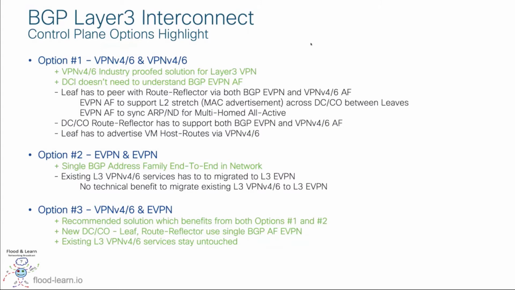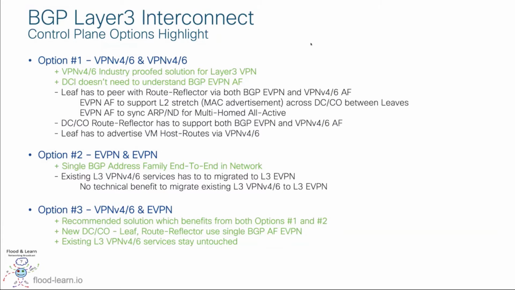The next one is that your DC or CO route reflector has to support both BGP address families, obviously, because you need to have a peering for the EVPN as well as for VPNv4, VPNv6. And here you need to have the ability on the leaf layer to advertise the host routes in the VPNv4 or VPNv6 address family.